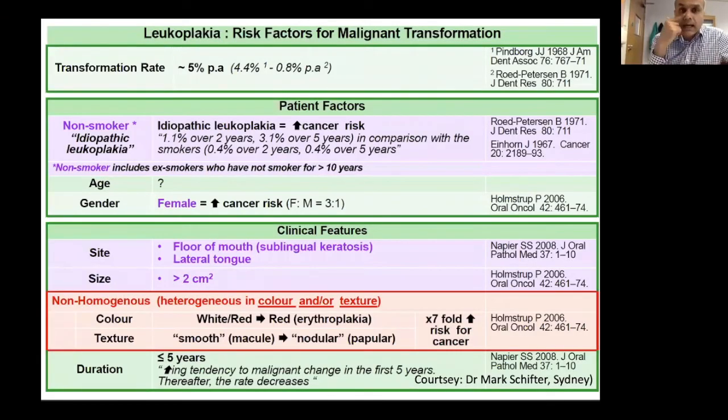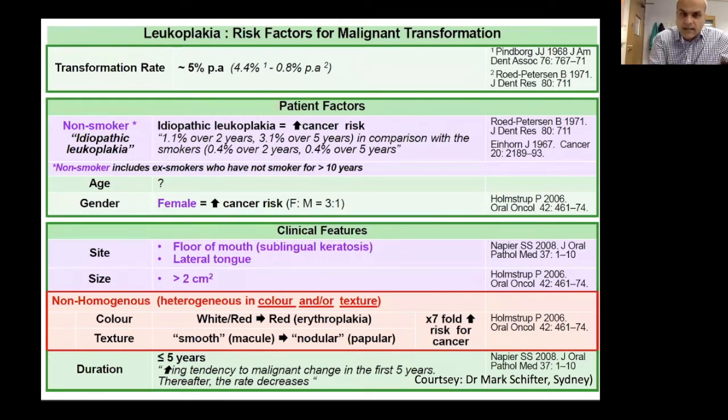So, useful slide. Leukoplakia just means a white patch that you can't scrape away, and you can't really put any other diagnosis to it. It's about a 5% transformation rate. This is from Mark Shifter from Sydney, an oral medicine consultant. And also worry about these non-smokers, idiopathic leukoplakia.